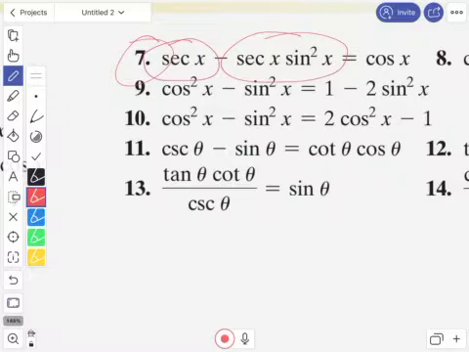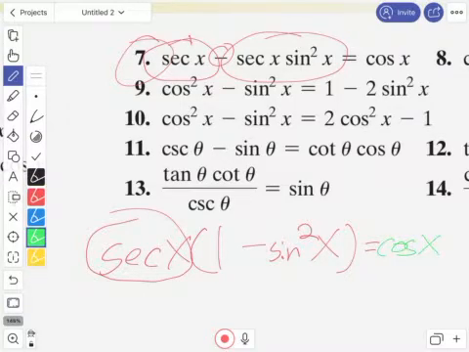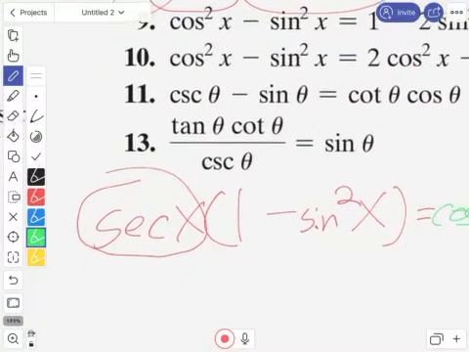So let's imagine that we take secant of x out. Similar to, think of this as like a greatest common factor, and we're factoring that out. So what times secant of x would get you just secant of x? Hopefully you're saying 1. And then you would subtract, and then what times secant of x gets you secant of x sine squared of x? Hopefully you're saying sine squared of x. And we're eventually going to claim this is all equal to cosine of x. So what do you think about this left side? Can we rewrite anything that's here?